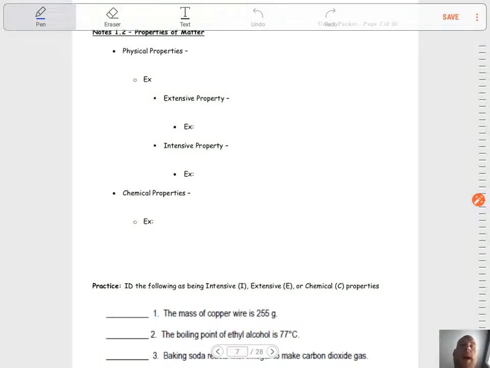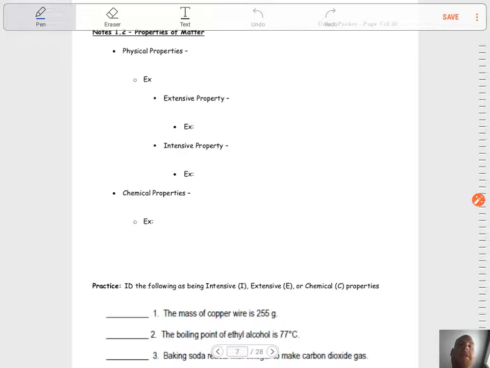We're going to talk about properties of matter. In the last video we talked about how to classify different types of matter. Now we're going to take it a step further and talk about the properties that each type of matter has and see what category they will fall into.